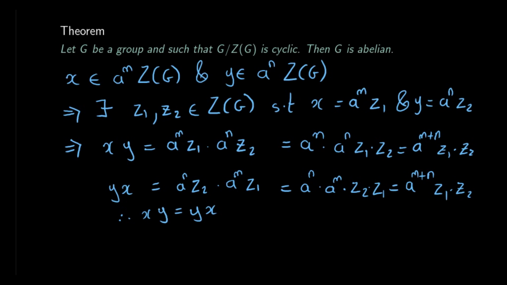Therefore, if G by Z of G is a cyclic group, then G is an abelian group. Keep note of this theorem. We will use it often during the course.